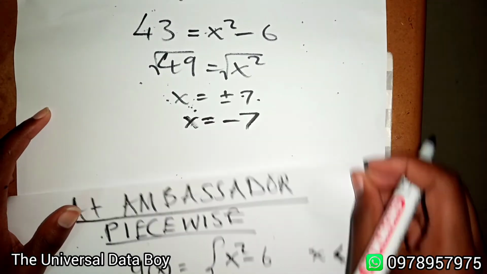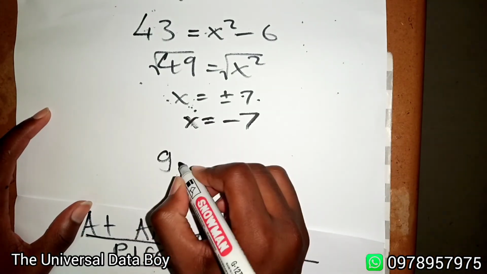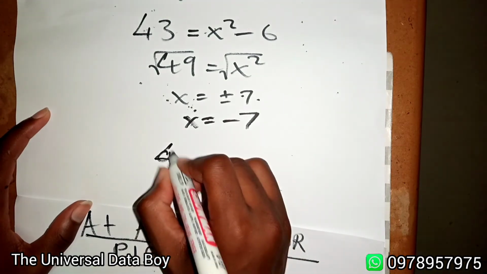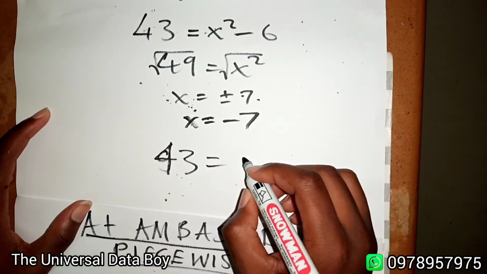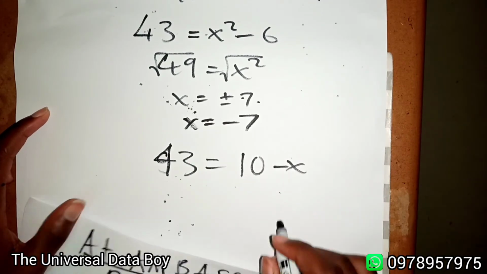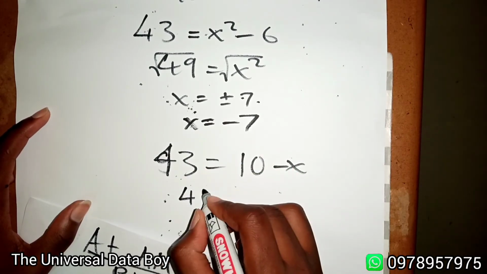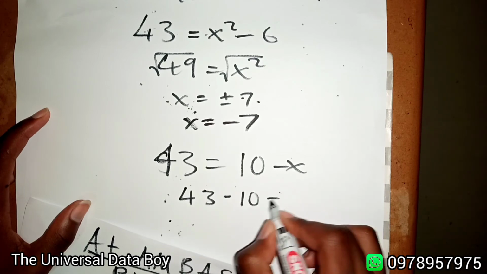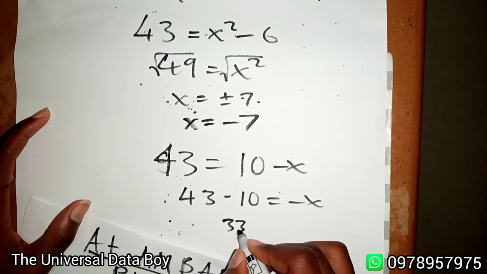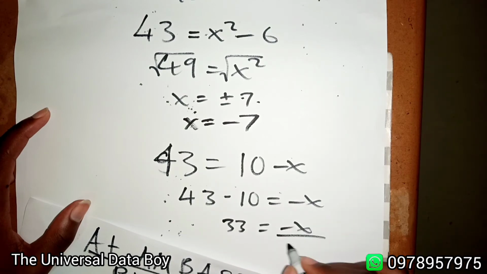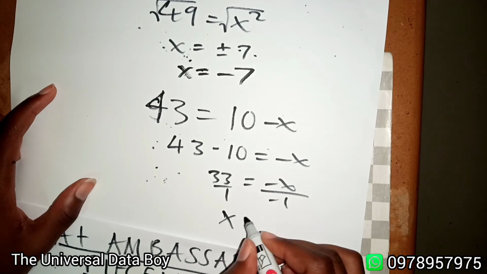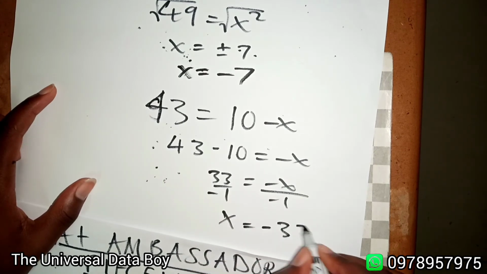Then for the second one, we're going to have the same 43 being equal to 10 minus x. When the 10 goes the other side, we're going to have 43 minus 10 being equal to negative x. This will be 33 is equal to negative x divided by negative 1. Then your x is going to be equal to negative 33.